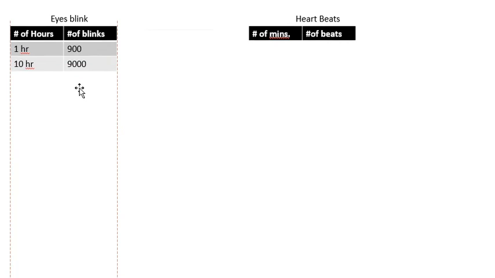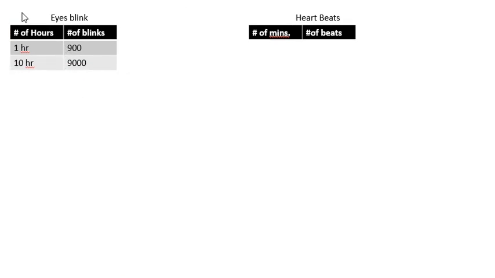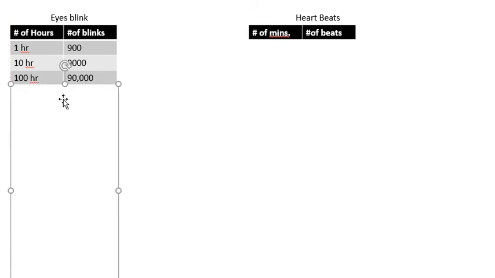So let's see how many blinks in 10 hours. It makes sense that if in 1 hour there are 900 blinks, then 10 hours, which is 10 times 1 hour, there would be 10 times as many blinks. So that would be 9,000. We're still way too low. Let's try it again. How about 100 hours? So in 100 hours, we can multiply 1 times 100, or we can multiply 900 times 100.